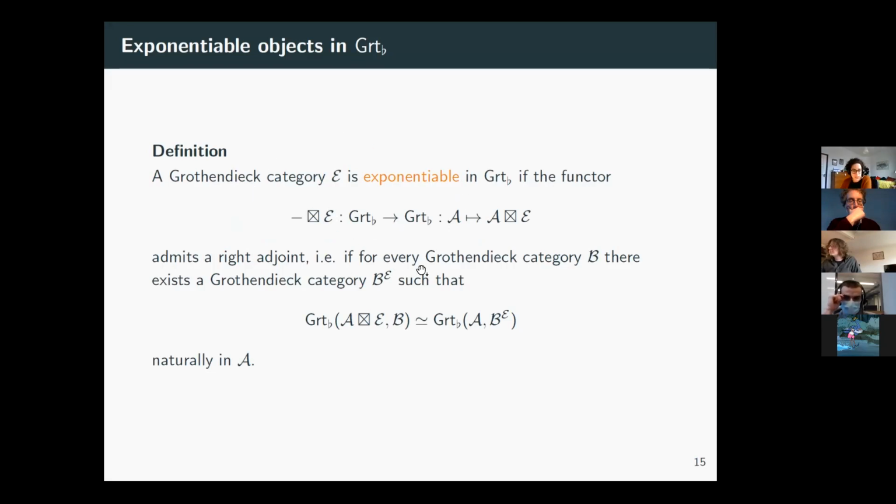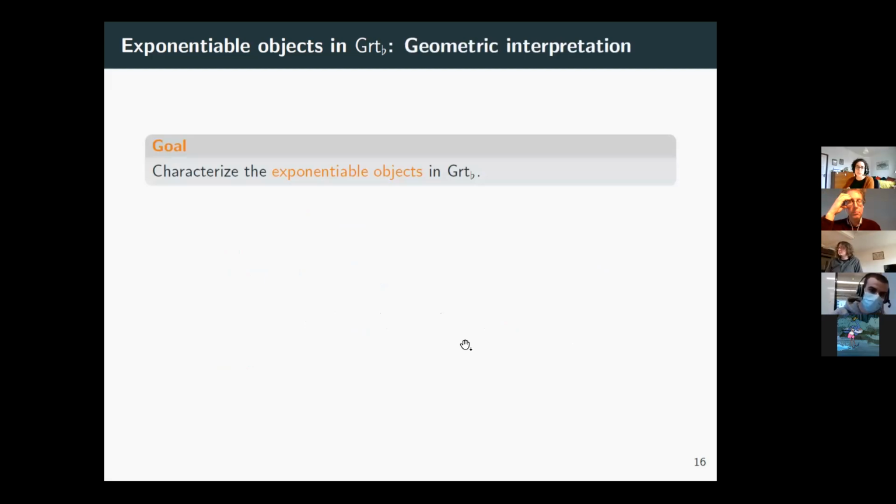A Grothendieck category E is exponentiable if the functor tensoring with it admits a right adjoint. Or in other words, if for every Grothendieck category B, there is a Grothendieck category B to the E, such that we have this, natural in A: flat morphisms from A times E to B are the same as flat morphisms from A to B to the E. So we can pass, if you want, the E from the first to the second argument. And so our goal is to characterize these exponentiable objects.